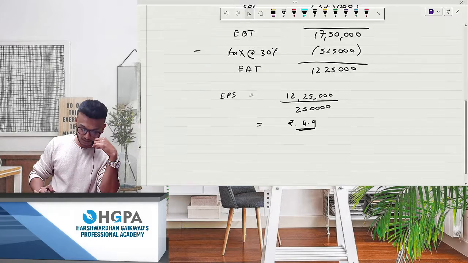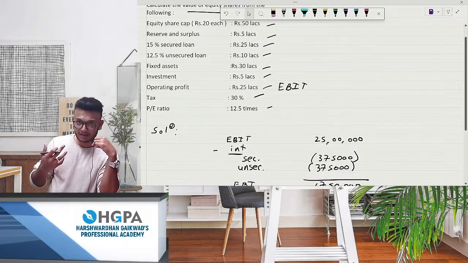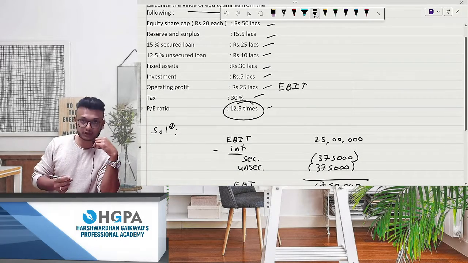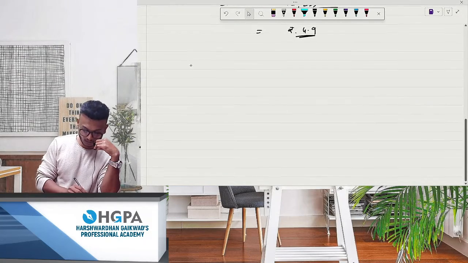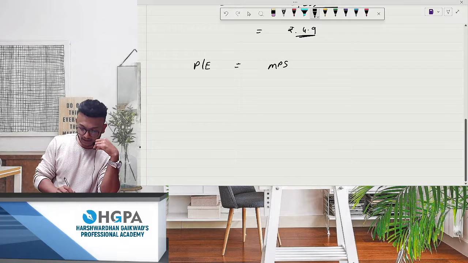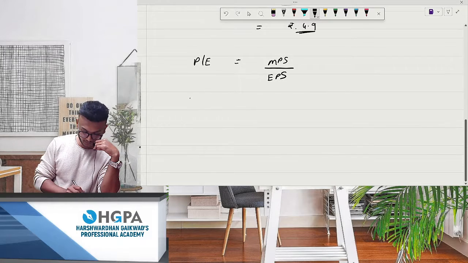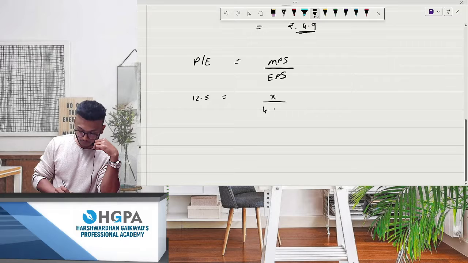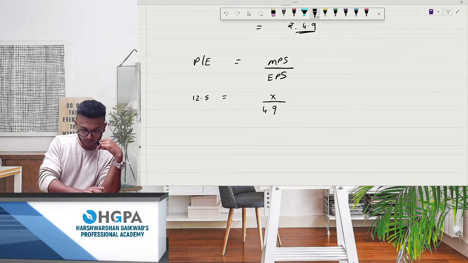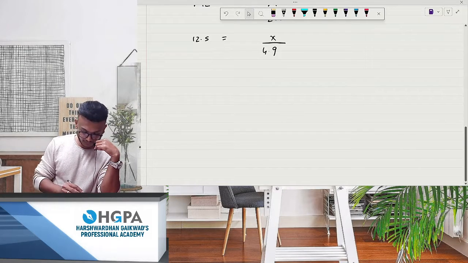Okay. Now what you will do? You need to compute the value of share, right? They're giving you the PE ratio also. It's 12.5. So it's very simple now. PE I'll write over here. I know the formula already: MPS upon EPS. I need the MPS. PE is 12.5, equal to X upon 4.9. So 4.9 into 12.5, you will get 61.25. Market price per share is rupees 61.25.